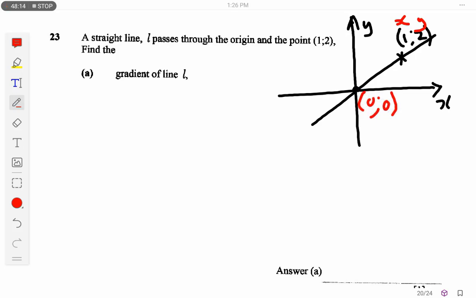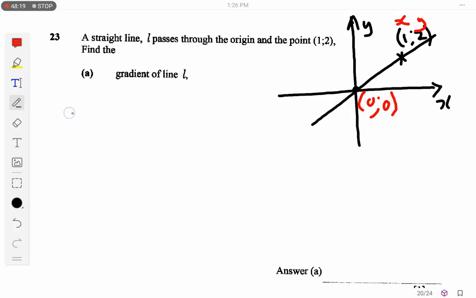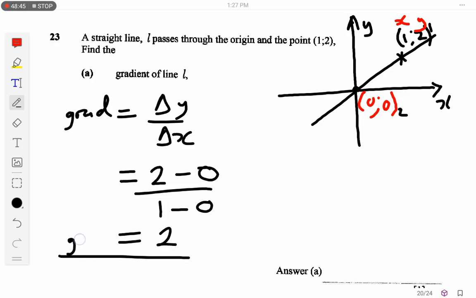Okay, so they're asking us to find the gradient of the line. Basically, gradient is equal to change in y over change in x. So I can have y2 minus y1, so it will be 2 minus 0 over 1 minus 0. I'm going to get 2 over 1, that's a 2. So the gradient is equal to 2. Okay, we are done with this question.